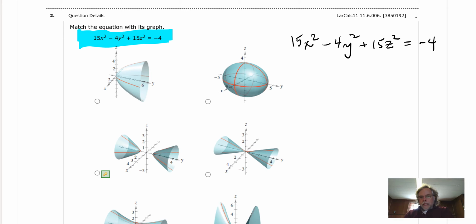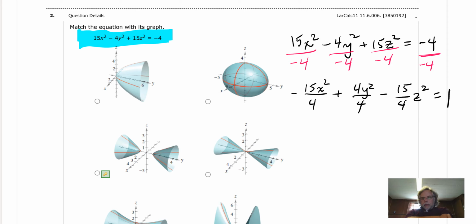Now, how are we going to make it equal to 1? Well, this is -4. We don't want it to be -4. We want it to be 1. So we'll divide by -4. And then we have to do it throughout both sides of the equation, so every single term like that. And so we get that, and when we divide through by -4, -15x squared over 4 plus 4y squared over 4, and there the 4's are going to cancel, minus 15 over 4 z squared equals 1. So this is looking more like what's in the table type of equation.